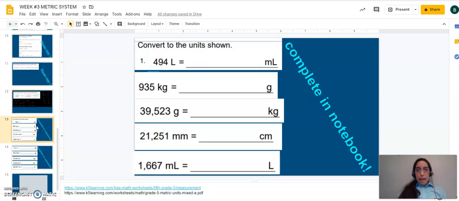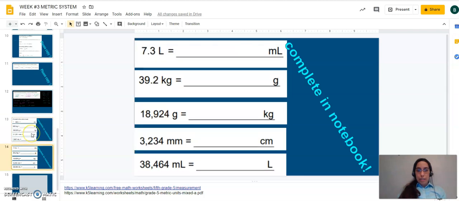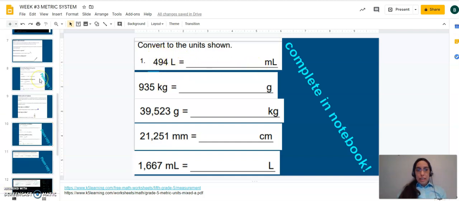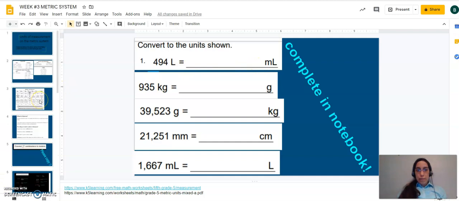This one right here, I want you to complete slide 13 and slide 14. You're going to complete it in your notebook or on a sheet of paper is fine. So right here, we are converting the units shown. We have 494 liters to milliliters. Again, you can use this chart right here. So we're going from liters to milliliters.